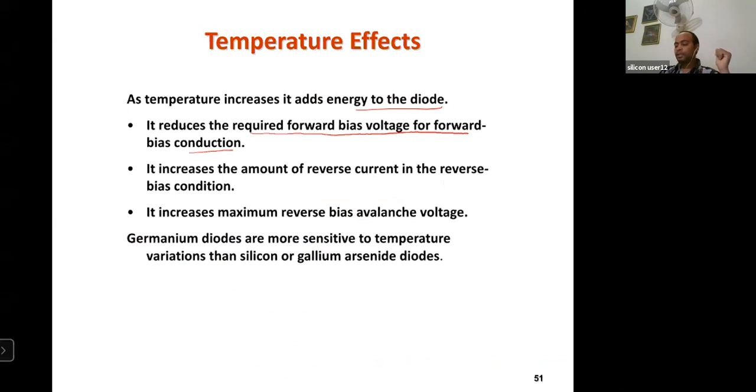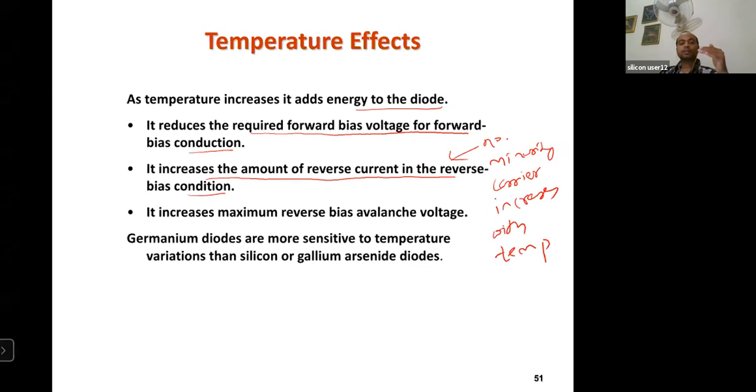Okay, it increases the amount of reverse current in the reverse bias condition. Why? That also I told you, because the number of minority carriers increases with temperature. टेम्परेचर बढ़ाने से माइनॉरिटी कैरियर का नंबर ही बढ़ेगा. So if this number of minority carriers is increased, then that current will also be more. Reverse saturation current will also be more.